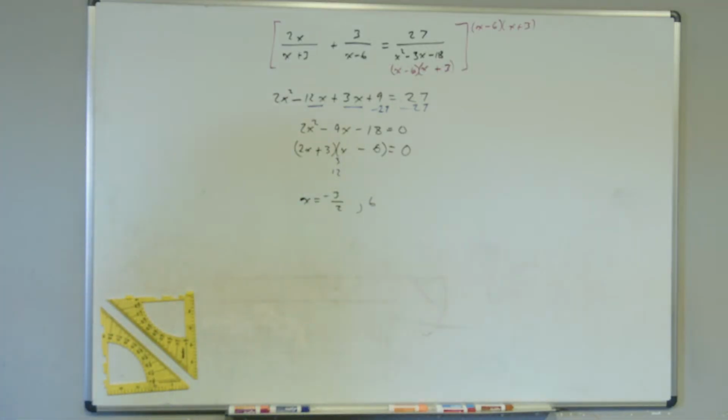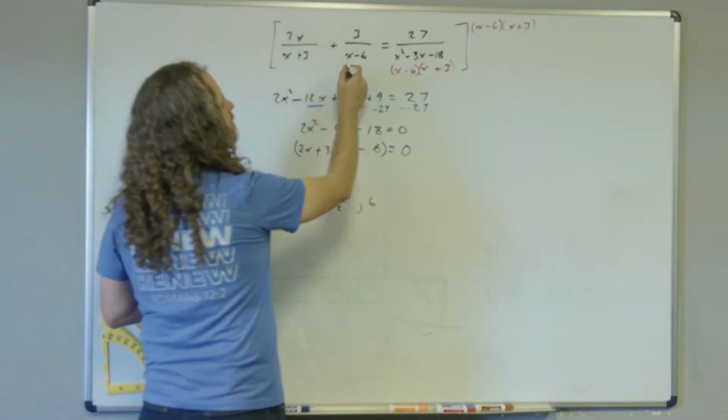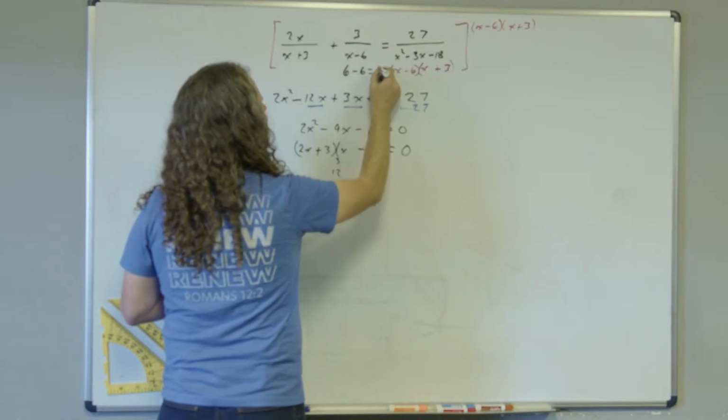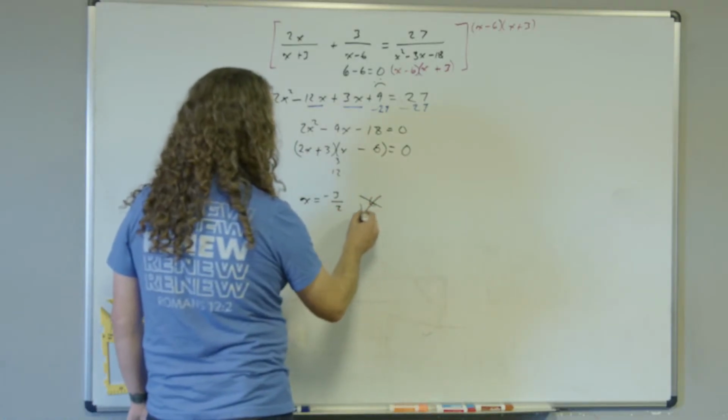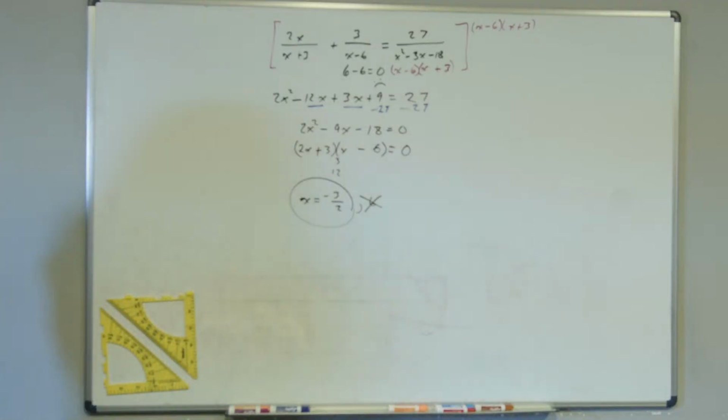But there's a problem. There's a flag on the play. What's the flag on the play? We didn't make a mistake this time. But there is a problem. We can't have a 6 in the denominator. So this is not the answer, but this is. Aha.